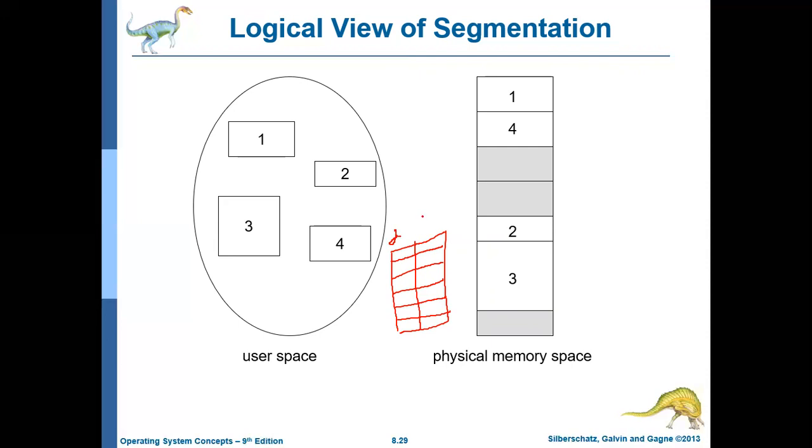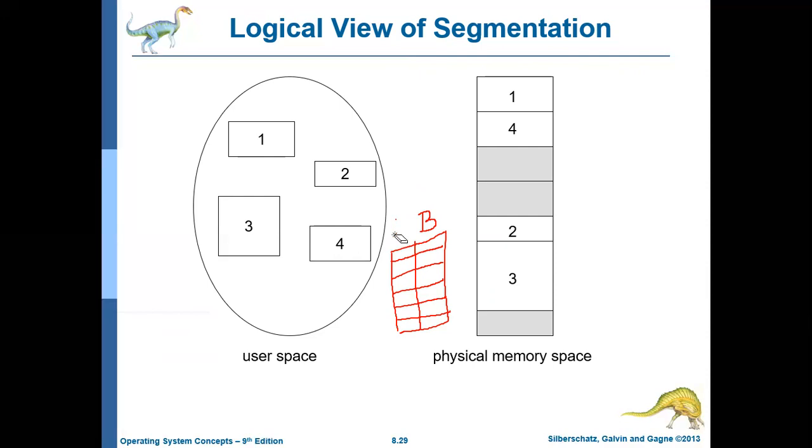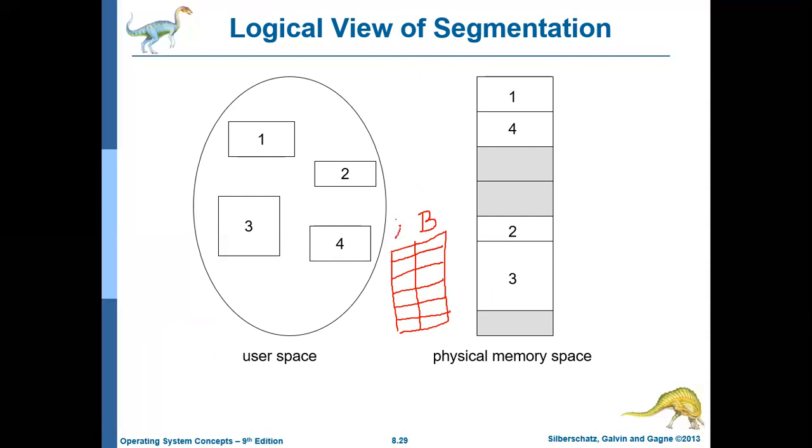Okay, and the second column represents the base register value or the starting address of a particular segment. The first column refers to the offset, which is represented as D, and the second column refers to the base or the starting address. Sorry, the first column is not offset. The first column is limit, and the second column represents base or the starting address of a particular segment.